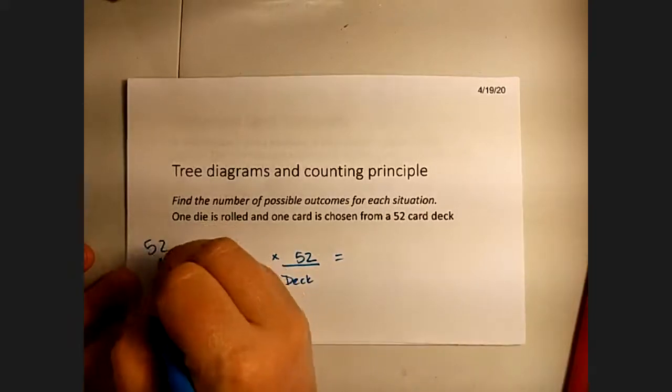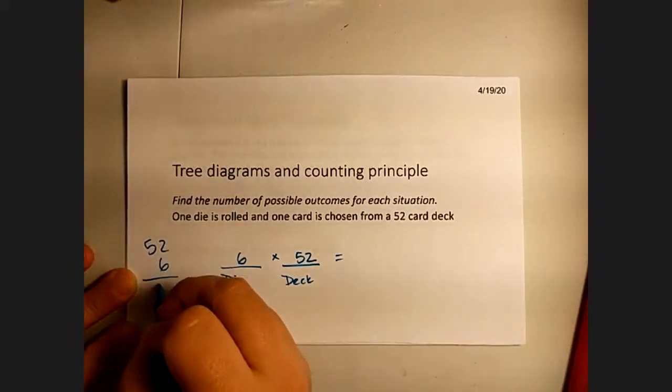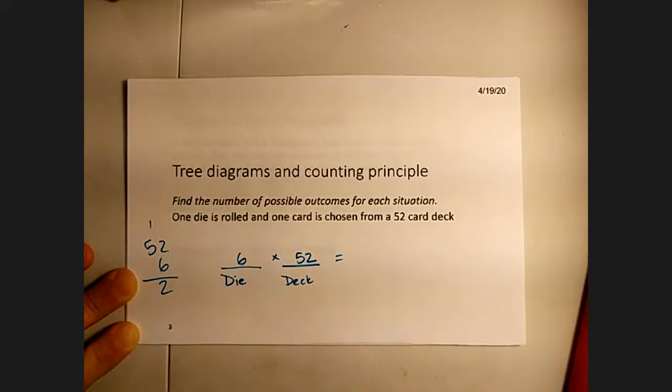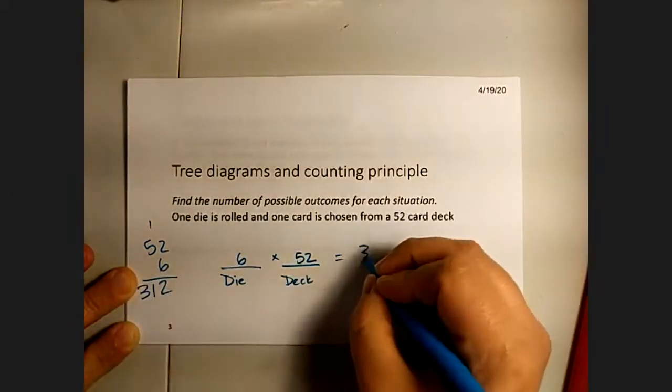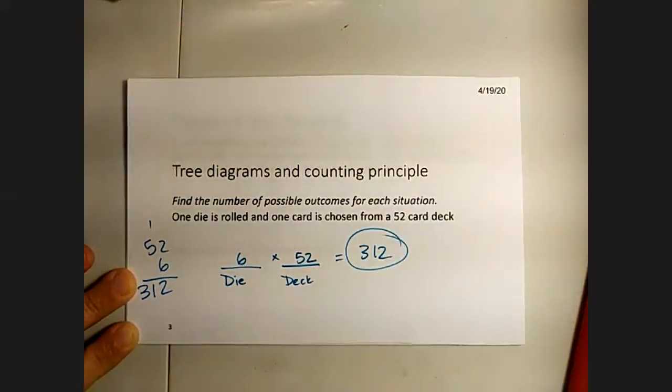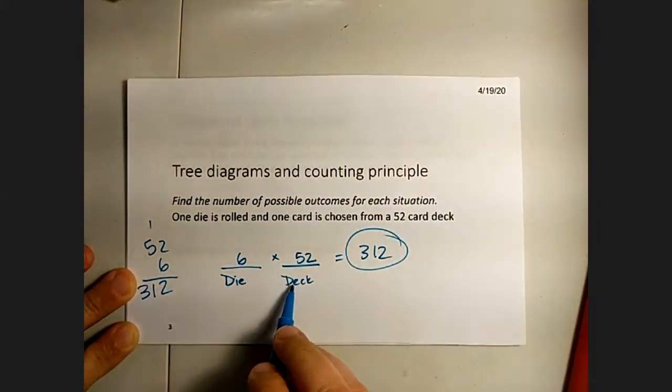You guys can go ahead and pull up your Desmos calculator to do this. I've got my PowerPoint on my screen, so I'm not doing that right now. 6 times 52 is 312. So there are 312 possible combinations of die and card that you can pull.